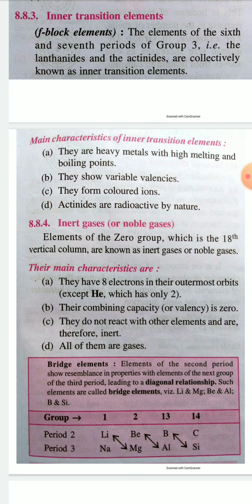Second point, their combining capacity, that is valency, is zero because they have a stable electronic configuration, that is 8 electrons in the valence shell, except helium. I have told you that 8 electrons in the valence shell means stable electronic configuration. That's why they will not react with other elements. Next point, they do not react with other elements and are therefore inert. That's why they are called inert gases or noble gases. All of these are gases.